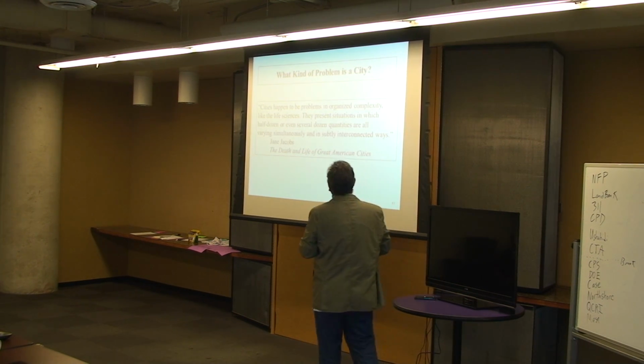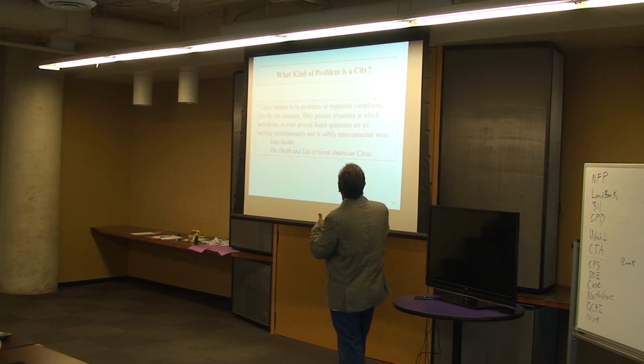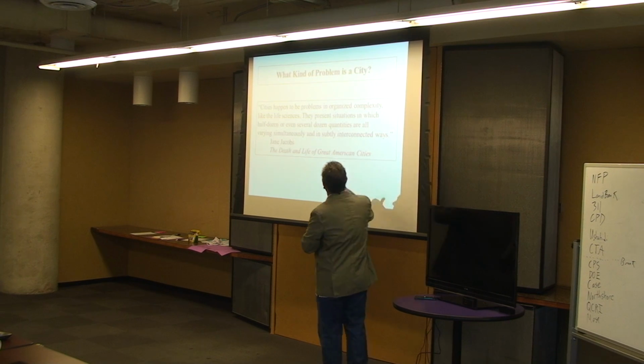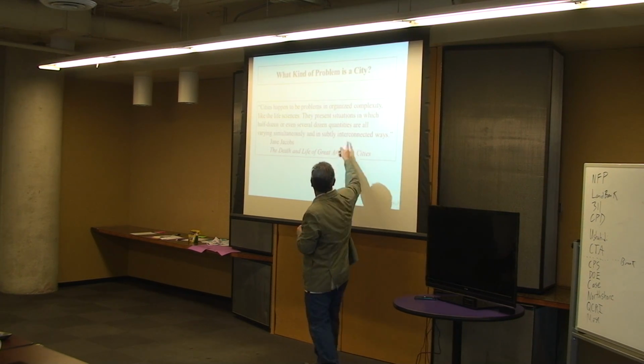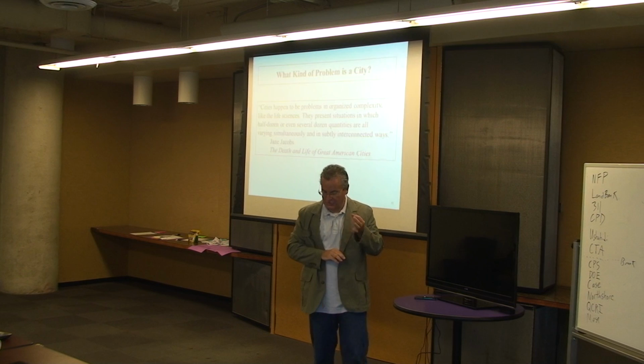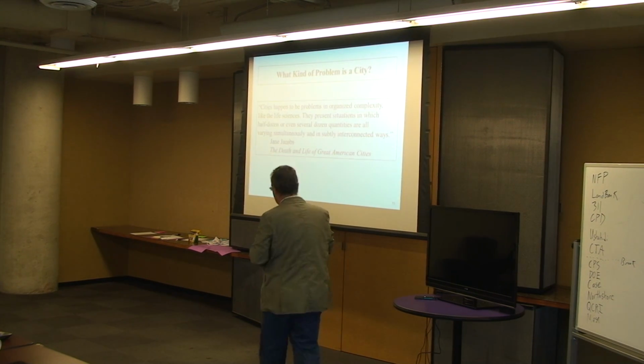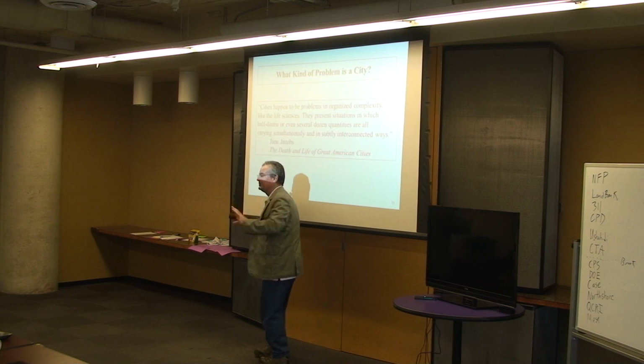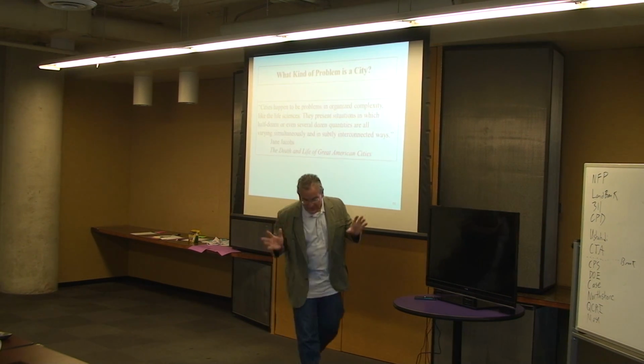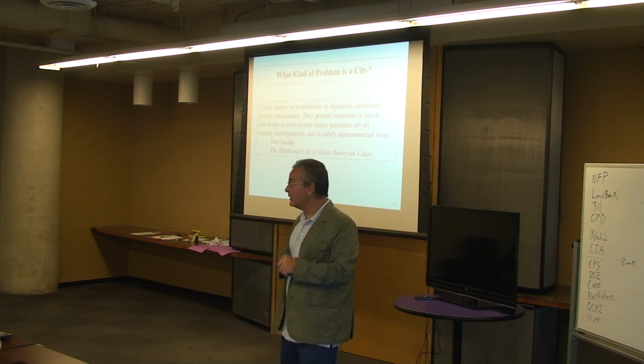They present situations in which half a dozen or even several dozen quantities are all variably, simultaneously, and in subtly interconnected ways. So the emphasis she put, that the key to a city was interconnection. There is much that Jane got wrong. And we do have to acknowledge, after all, by now it's been 50 years since she wrote her book.